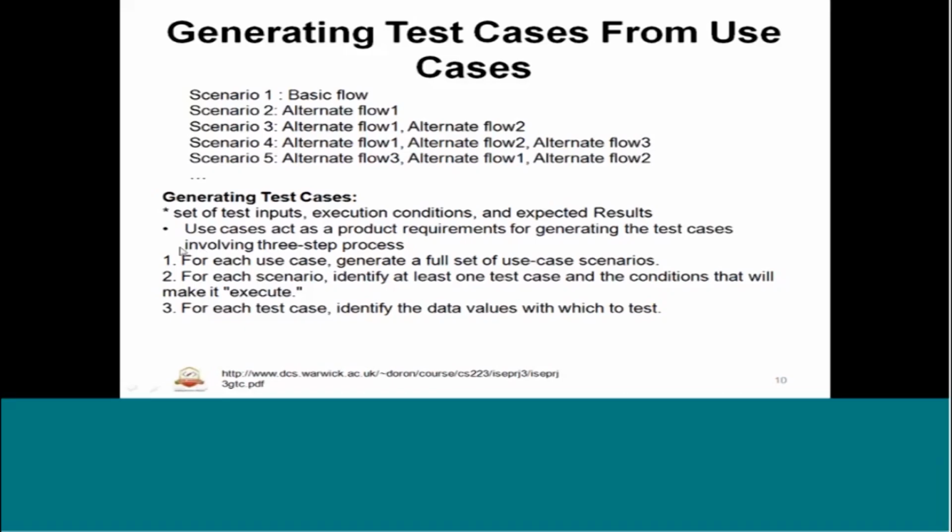So it involves basically a 3 step process. For each use case, generate a full set of use case scenarios. For each scenario, identify at least one test case and the conditions that will make it execute. It can be more than one test case also, subject to the feasibility of that particular use case. If it requires a derived test case or more test cases, nothing wrong in having more than one test case. Those test cases should be executable. That is where we are going to have theoretical as well as practical procedures for these scenarios.